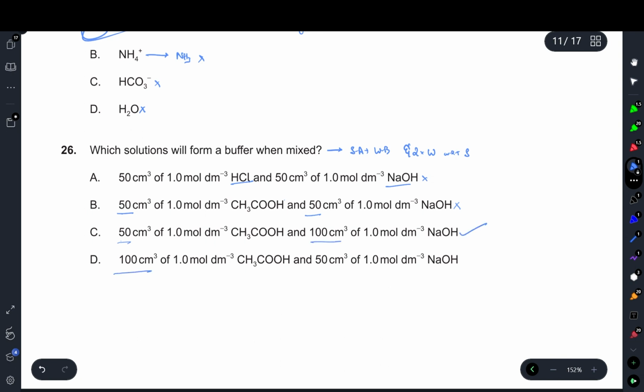Let's check out a fourth option. 100 centimeter cube. Oops, watch out for which is which. There's half the amount of weak acid as strong base, which means that your base is greater than your acid, which means that the strong one is greater than the weak one, which means that this is incorrect. However, this one, your weak is greater than strong, which means that 26th is D.